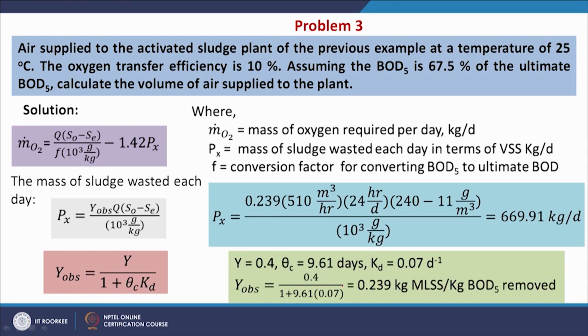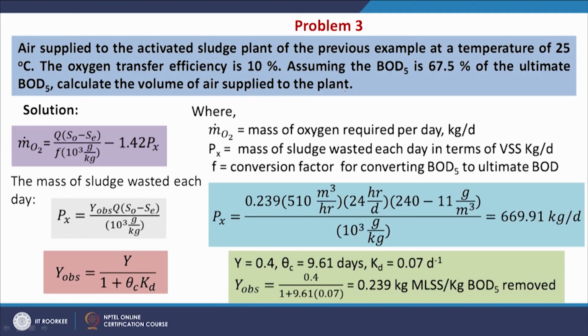Okay. So, next problem number 3, statement: air is supplied to the activated sludge plant of the previous example at a temperature of 25 degree centigrade. The oxygen transfer efficiency is 10%. Assume the BOD5 is 67.5% of the ultimate BOD. Calculate the volume of air supplied to the plant.